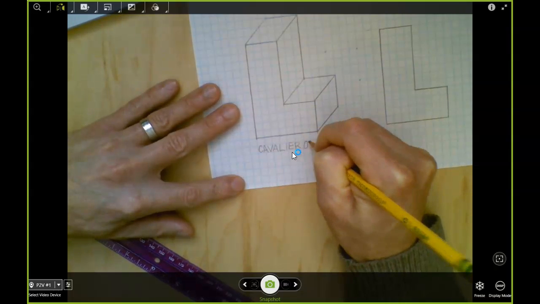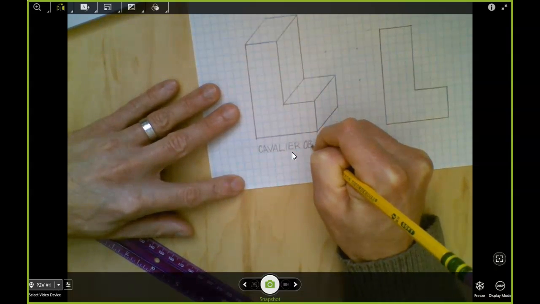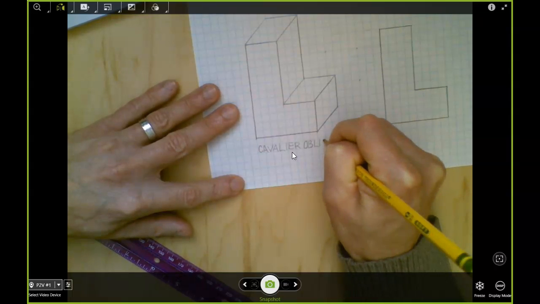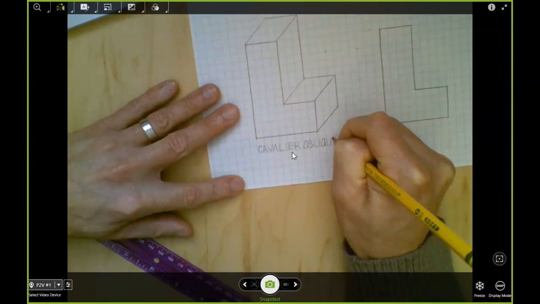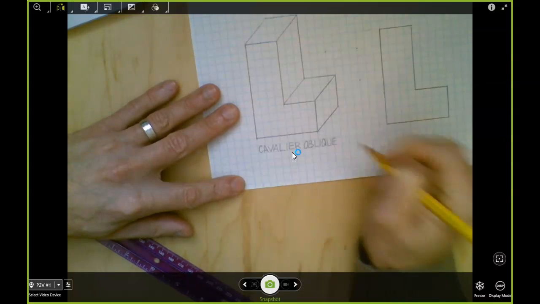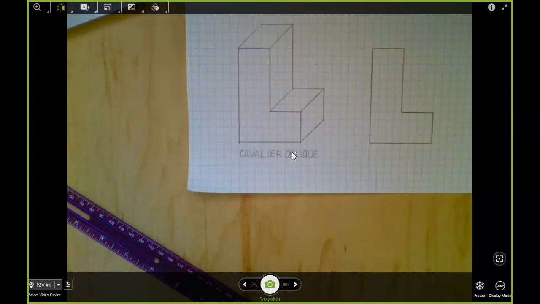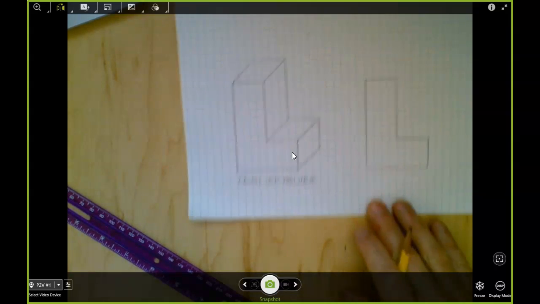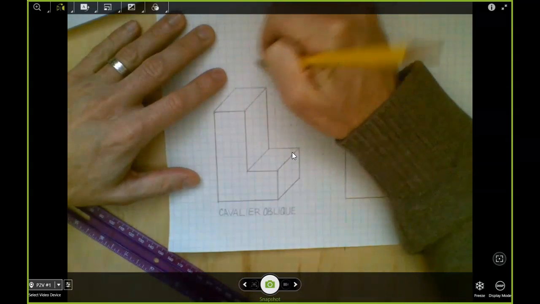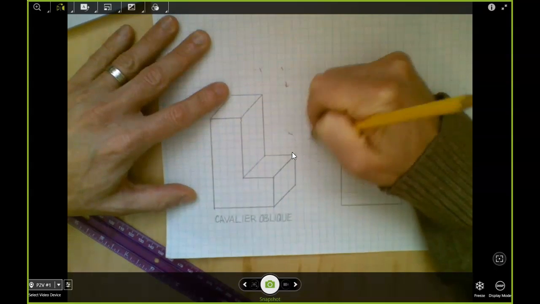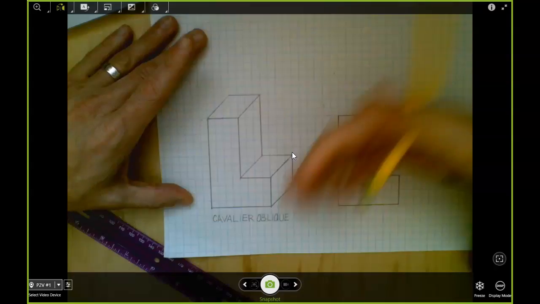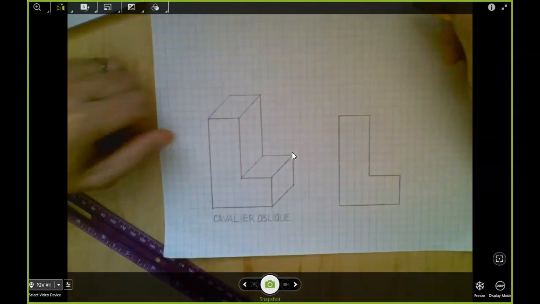Cavalier Oblique. And you should erase your dots when you're done with them. Your angle dots are just temporary to get your angle right. Nothing more. So they can get erased.